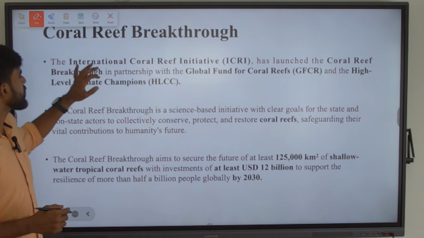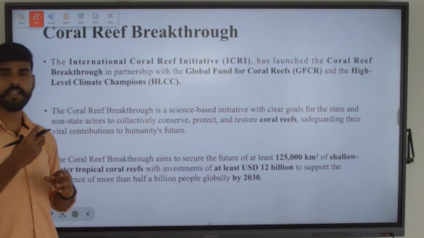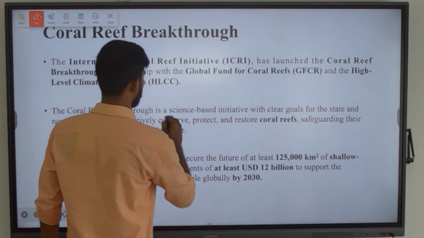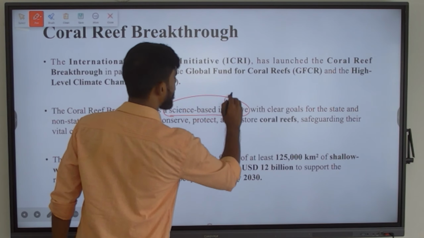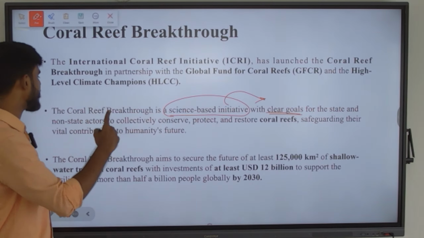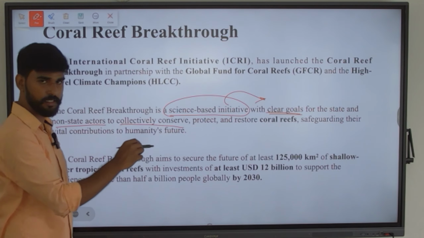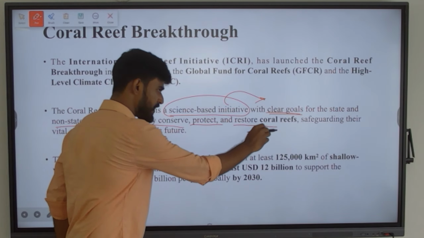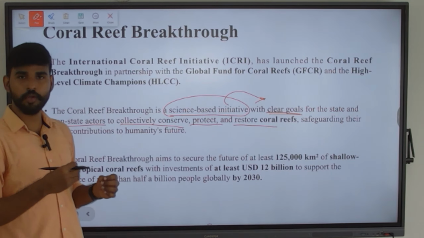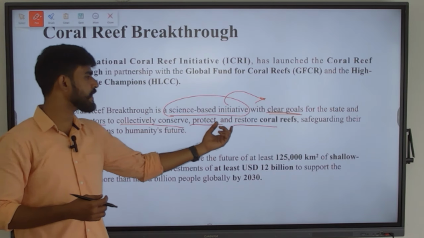For now, the International Coral Reef Initiative has launched this Coral Reef Breakthrough. So now we need to understand what it is. It is a science-based initiative and it has some clear goals. For whom are these goals? It is for state and non-state actors collectively. They have to collectively conserve, protect and restore coral reefs. These are the goals put before the state and non-state actors.